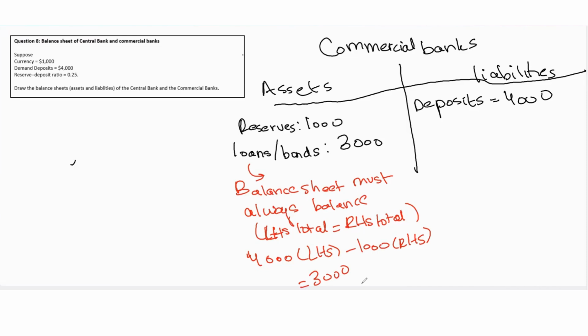Its liabilities are the deposits it receives from the public. Its assets include the reserves, the part of deposits that it does not lend out, but it holds in case someone comes in and takes their money, and also loans that it gives out or the bonds it holds. And you can infer the value of loans or bonds based upon the fact that the balance sheet must always balance. So if we have 4,000 on the right hand side and 1,000 on the left hand side, then we need another 3,000 in loans or bonds on the left hand side in order to balance.